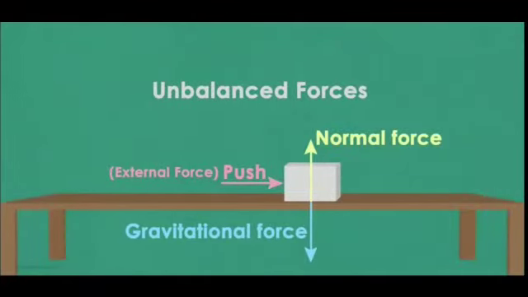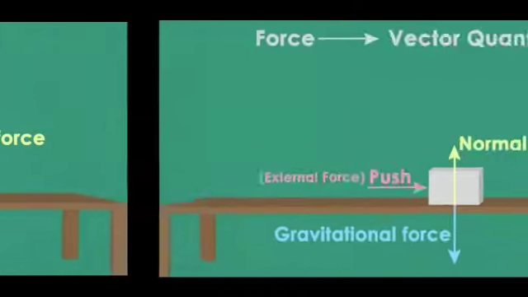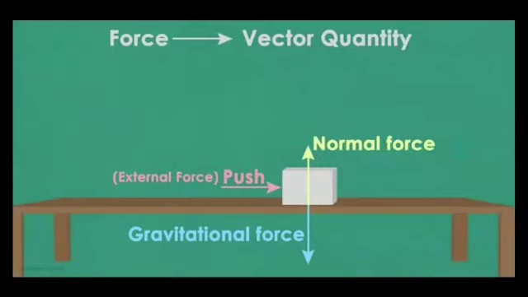Now, if we push the object towards the right side, what will happen? The object will move towards the right, and it is an unbalanced force. The action of forces is denoted by arrows. And force is a vector quantity. It has magnitude and direction.